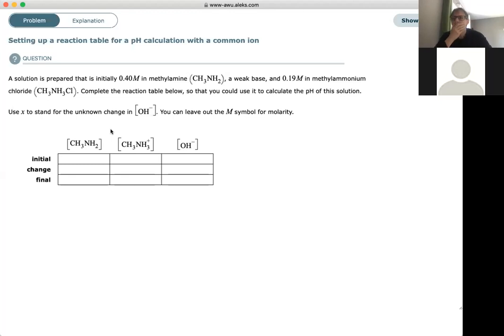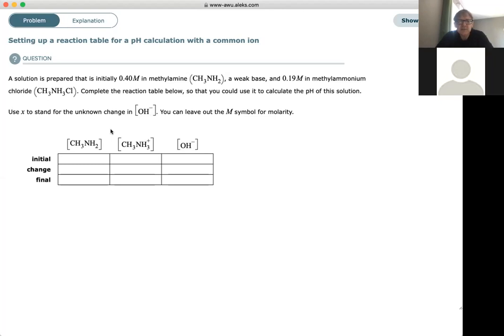Okay, I'm going to show one more here. Okay, setting up the reaction table for a pH calculation with common ion. Okay, so a solution is prepared that is initially 0.40 molar in methylamine, CH3NH2, which is a weak base. Keep that in mind, it's a weak base. And 0.19 molar in methyl ammonium chloride, CH3NH3Cl.